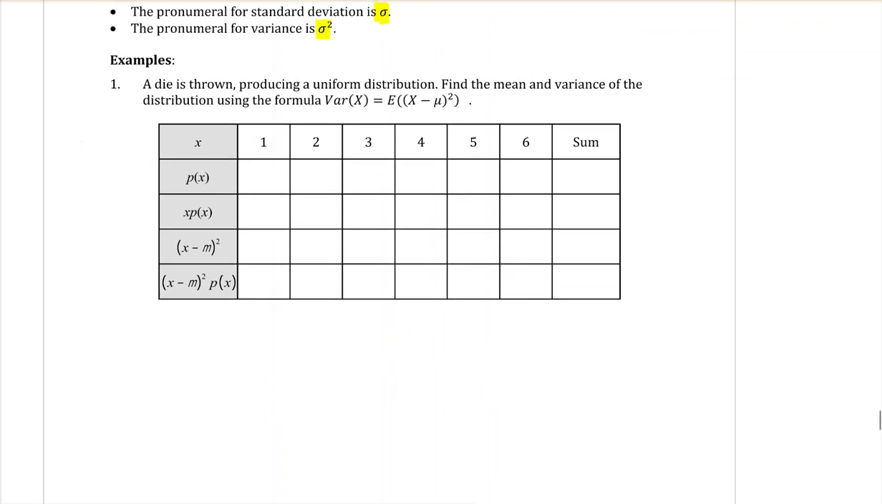Here is our table. It starts off very similar to what we were doing yesterday. It says a dice is thrown producing a uniform distribution. Find the mean and variance of the distribution using the formula. So it has told you which formula to use. It's the first one, the one on the left.